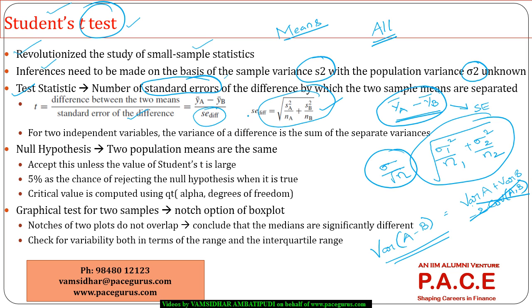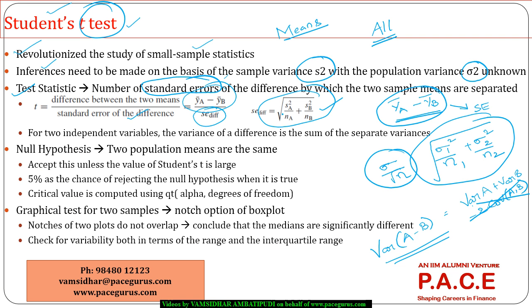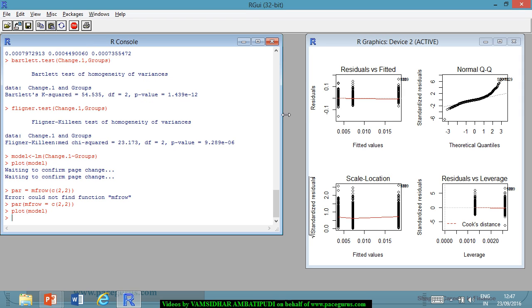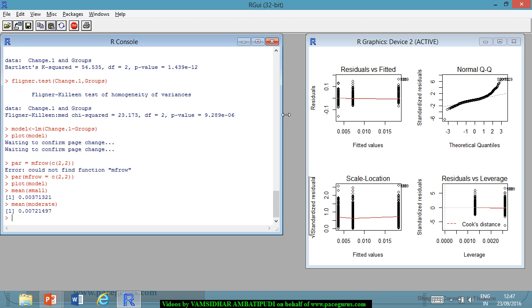So, this is how we do the t-test in this case. Right, t.test, I can use the direct function t.test, but if I'm going with the typical mechanism, I have to find it this way. Probably we can quickly look at the mechanism. Right, we have to go with the sample mean of A. So let me take the mean of small. So this is the sample mean of small. I'll take the mean of moderate. Right, we have already created those variables.